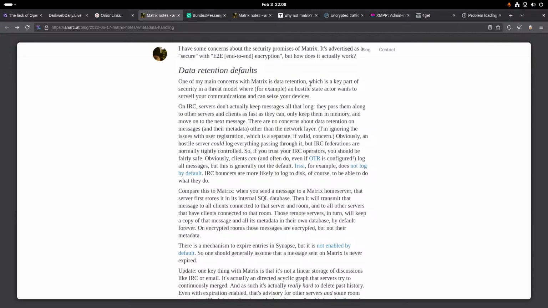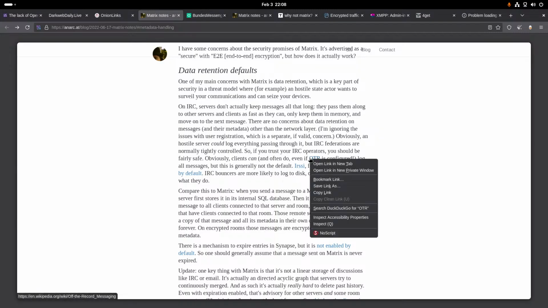And their metadata, other than the network layer, I'm ignoring the issues with user registration, which is a separate, if valid, concern. Obviously, a hostile server can log anything passing through it, but IRC federations are normally tightly controlled, so if you trust your IRC operators, you should be fairly safe. Obviously, clients can often log, even if OTR is configured.